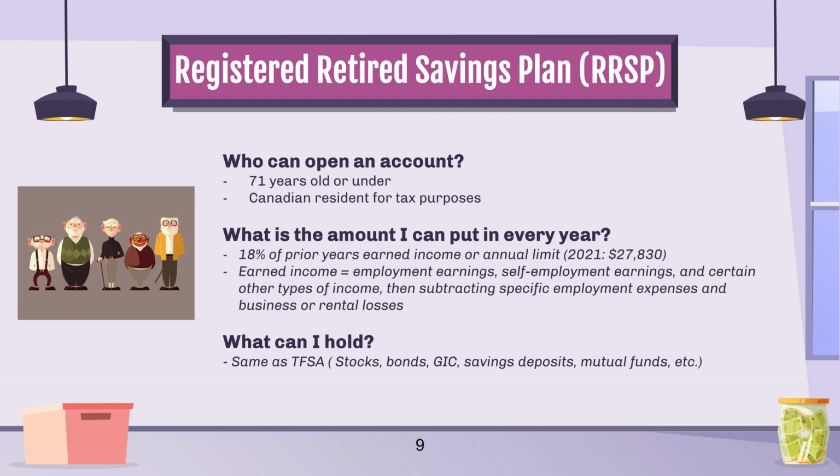The CRA defines earned income as employment earnings, self-employment earnings, and certain other types of income, then subtract specific employment expenses and business or rental losses. If you're not sure what this all means, essentially for most people it's just going to be how much you earn from your T4. And if you're still not sure how much you can contribute, you can log into your CRA profile and that will also tell you how much you're allowed to contribute that year. I'll put a link in the description below on where to go to log into your CRA profile. What you can hold in this account is essentially the same as what you can hold in a TFSA.